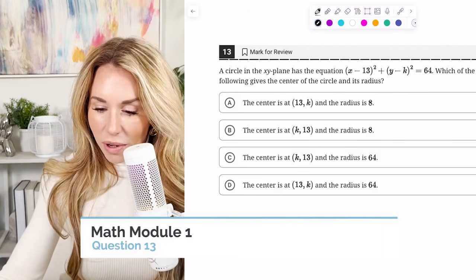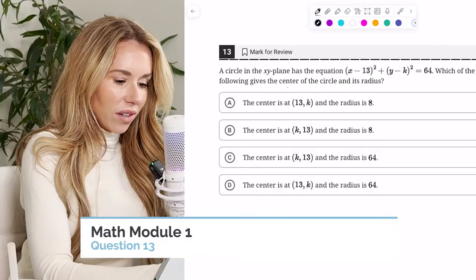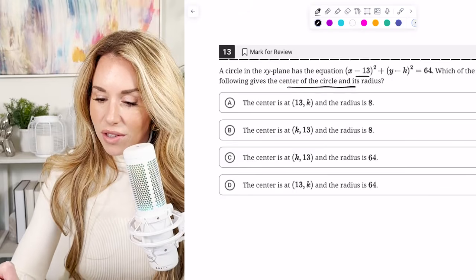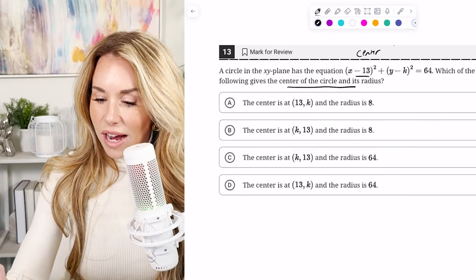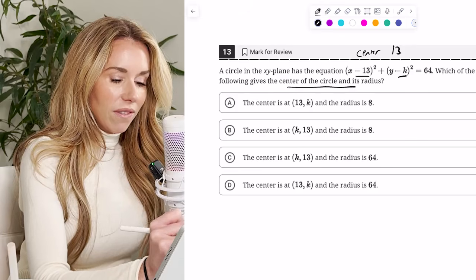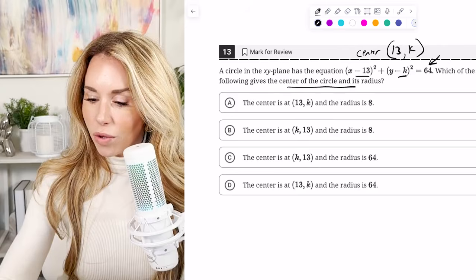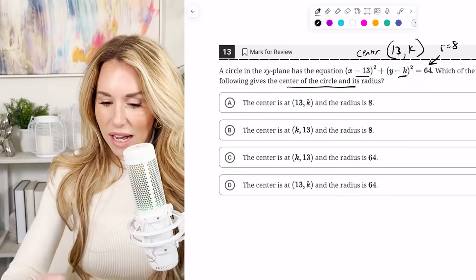A circle in the xy plane has this equation. What gives the center of the circle and its radius? Well, you're going to change the sign. So if this says -13, the center is at 13. And then if this says -k, it's going to be at 13k. That's r squared. So the radius is 8. And that would be A.